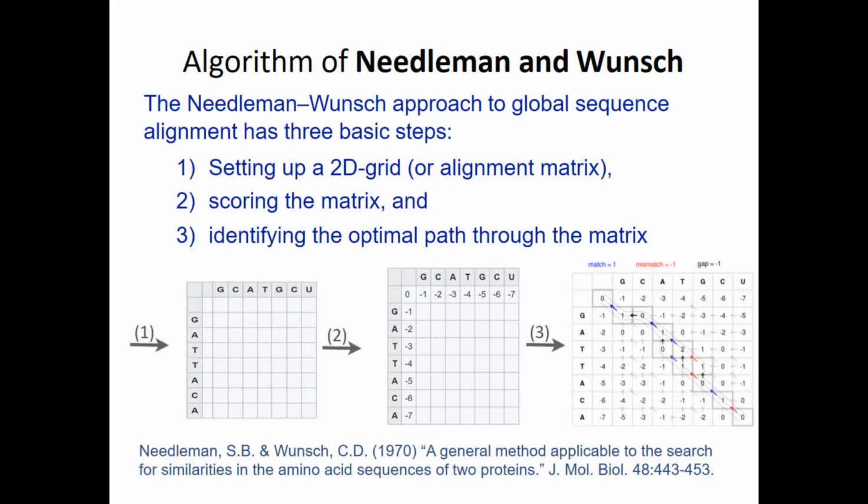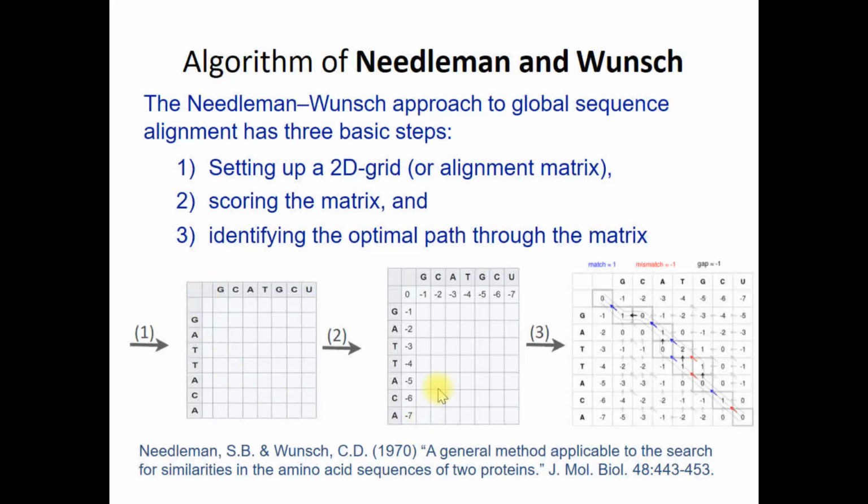Next, I will talk about the famous Needleman-Wunsch approach for global sequence alignment. It contains three basic steps. First, set up an alignment matrix, or dynamic programming matrix. Here, this matrix looks very similar to the dot matrix. However, the first row and the first column are empty. It's saved for the gap.